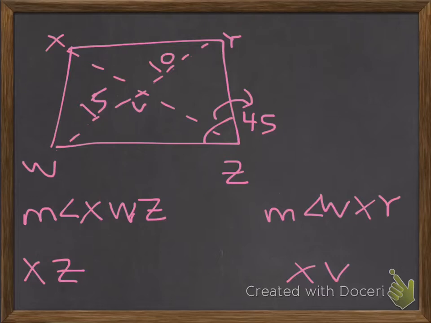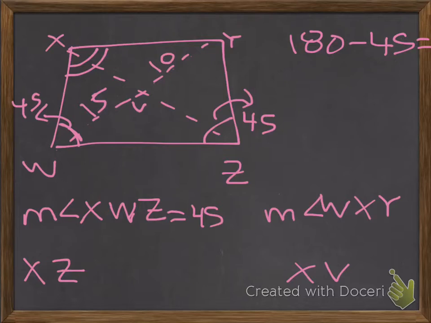So with that information, we have the measure of angle XWZ to find. And since XWZ is the other base angle, it's going to be congruent to the 45. So XWZ is going to be 45 as well. Then angle WXY is going to be the top angle here. And it is not necessarily congruent to the bottom, but it is supplementary to the bottom. So we're going to take 45, subtract it from 180, and we're going to get 135 for that angle, so here.